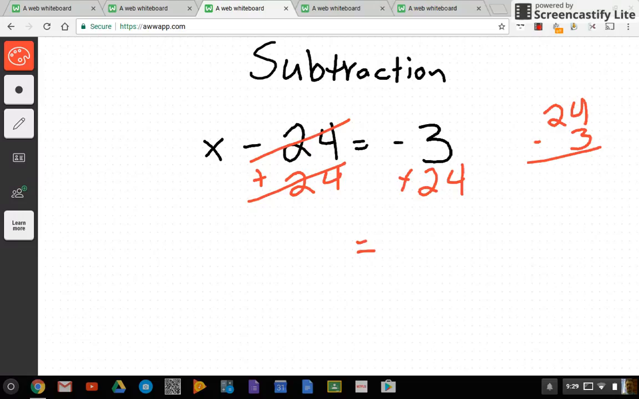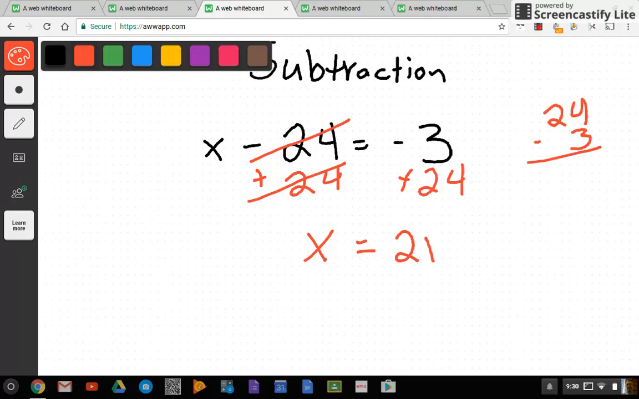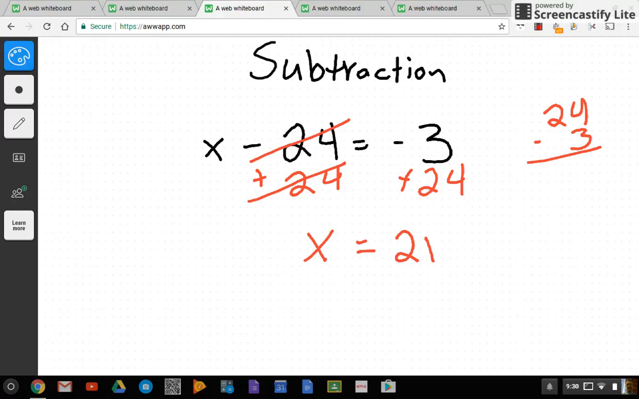So I don't need to put the positive sign because I know this is positive. So this is 21 in the positive. The x is going to fall down because it's all that's left. And I've got that x is equal to 21. So let's check it out. Let's see if that does work out.